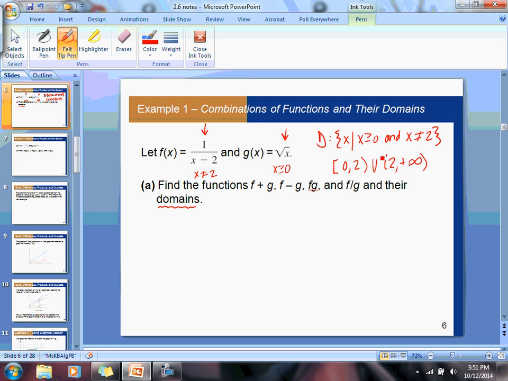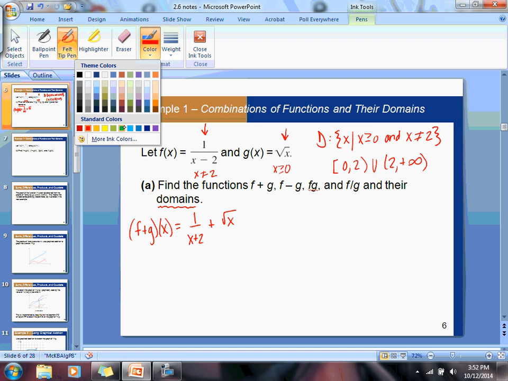Okay, so now to actually add, subtract, multiply, and divide these functions, when I'm writing my addition function, I'm just going to write f plus g of x. And then I'm going to add the two functions together. 1 over x minus 2 plus the square root of x. Now you could find a common denominator if you wanted to, and you could multiply the square root of x by x minus 2. Your book's not going to do that, so you don't have to worry about doing that either.